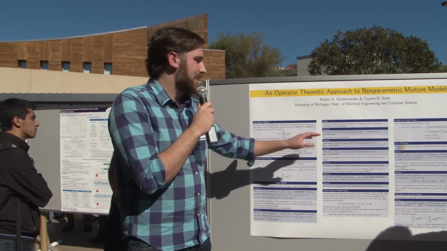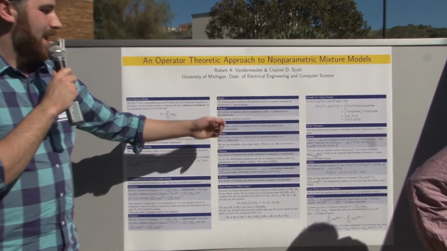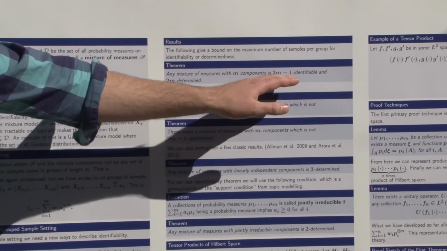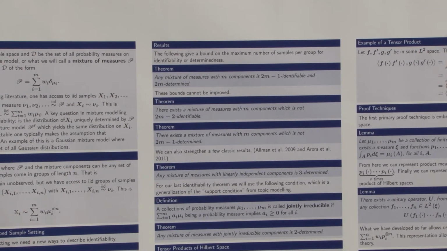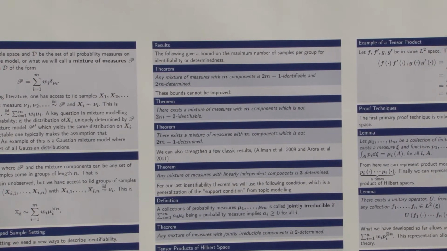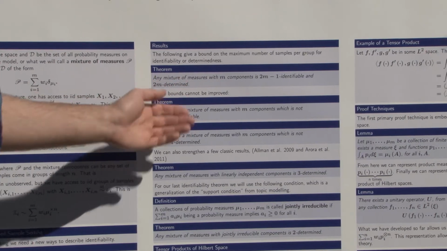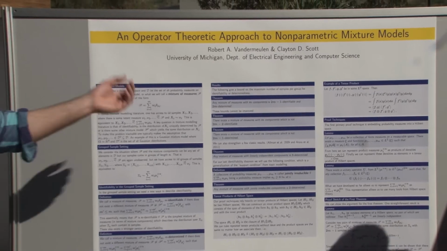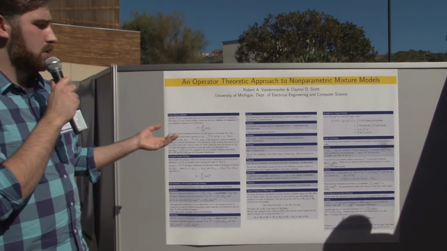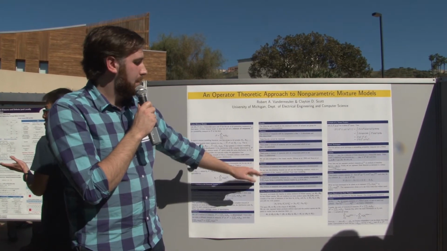And we have some nice results. We found that any mixture model with m components is identified with 2m minus 1 samples per group, and this was actually a result shown before by Rabbani and others, but I think our proof is nice. And with 2m samples per group, our mixture model is the only mixture model that describes our data, and that is new as far as I know. Again, both those bounds are tight.